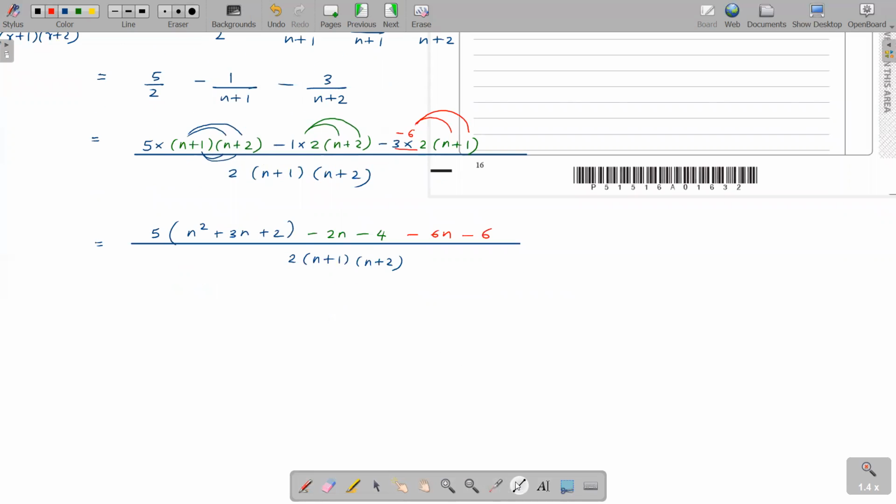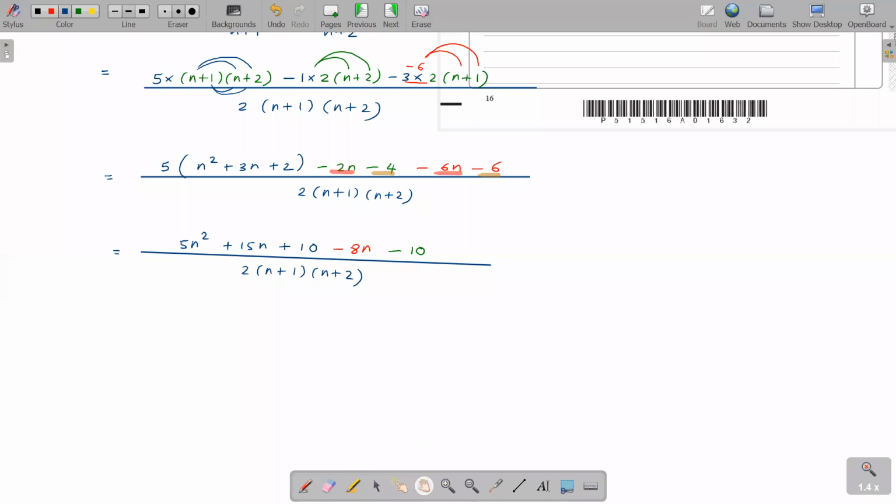Expand the bracket again. We need to expand with the 5. So I get here 5n square, 5 into 3, 15n, 5 times 2 is 10. We can simplify the minus 2n minus 6n to give us minus 8n, right? Minus 4 and minus 6 can simplify to give you minus 10. Are you with me? Denominator is 2 times n plus 1 times n plus 2.